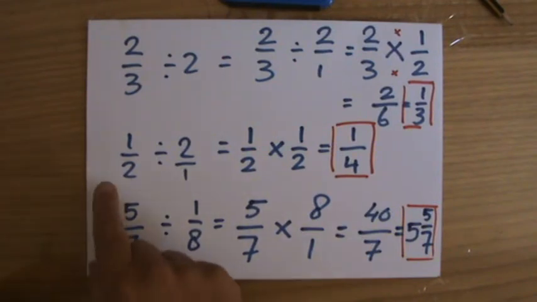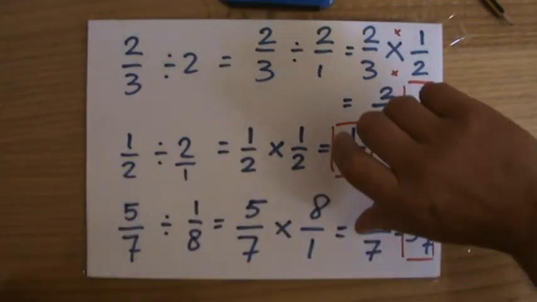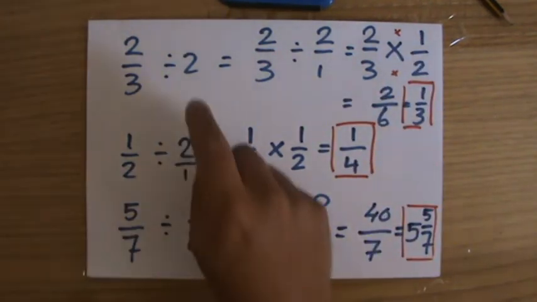Dividing fractions is the same as multiplying, and then taking the reciprocal of the fraction you're dividing it by.